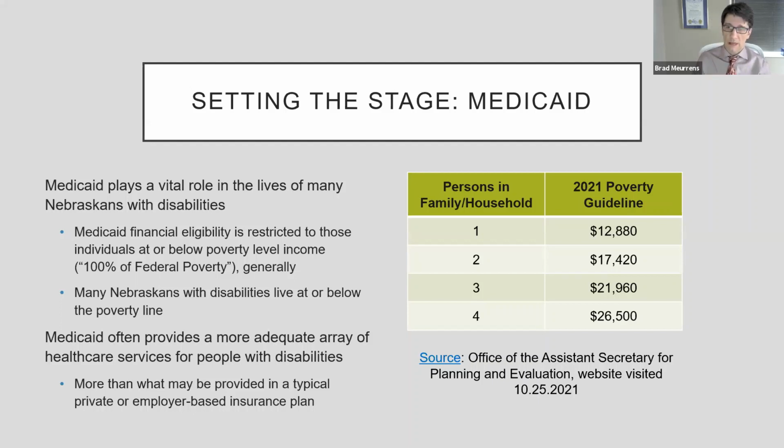So you'll notice on the right is a chart. And when we talk about the poverty guidelines, we're not talking about a lot of money here. We're talking about people that are earning poverty level wages. They're not earning very much at all. And so persons with disabilities who usually are living in around those areas really rely on Medicaid quite often. Not only because it is available to them at their income rates, but also it is often a more robust array of services that meets their needs.